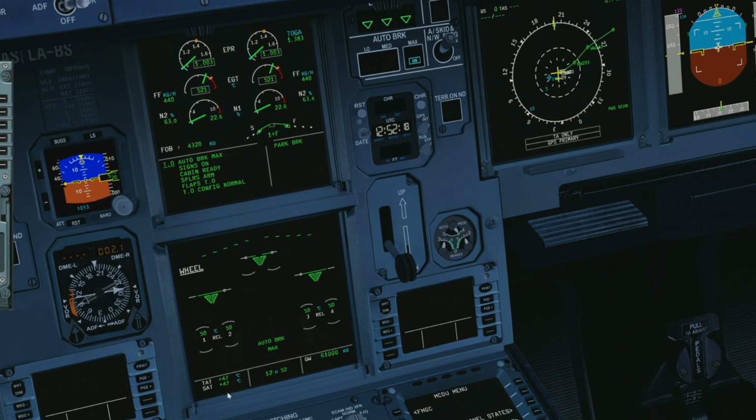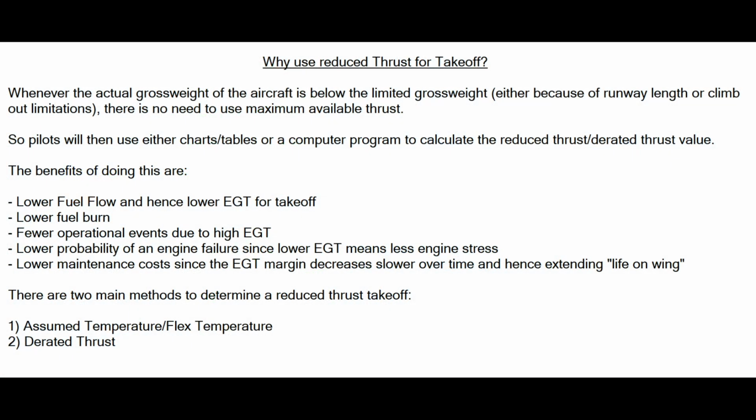So let's now finally talk about why we do reduced thrust takeoffs. So you have to understand that the engines are designed to be strong enough to produce the required amount of thrust to allow the aircraft to take off and climb out at the maximum certified takeoff weight. Assuming, for example, an engine failure after V1, and this from airfields that don't have a very long runway or that are at higher elevations or in unfavorable weather conditions like hot temperatures.